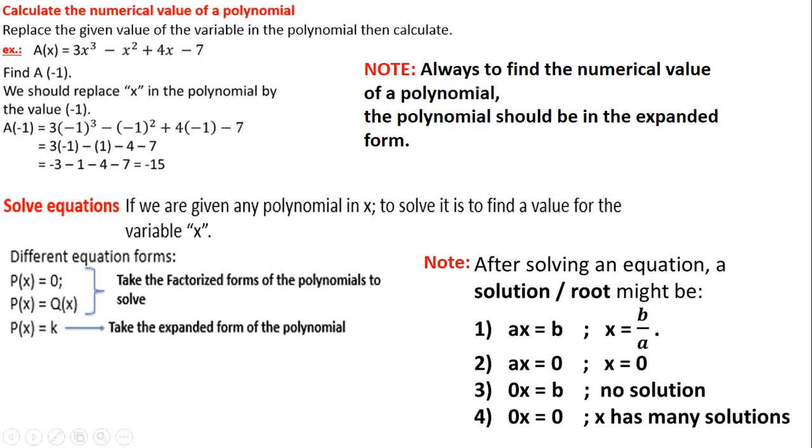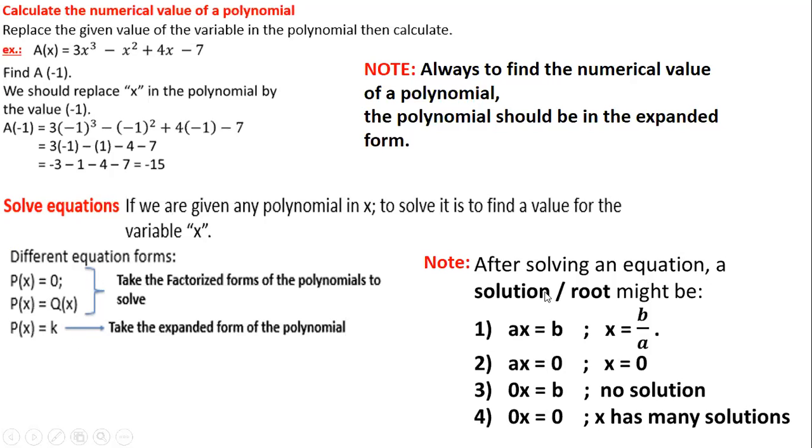Now, solving equations, if we are given any polynomial in x, to solve it is to find a value for the variable x. Different forms of equation, either we are given a polynomial equal to 0, so here we take the factorized form of p of x, or we are given two polynomials equal to each other, always we take the factorized form of p of x and q of x. If we are given p of x, a polynomial equal to a constant or to a number, here we take the expanded form of the polynomial to be able to solve it correctly.